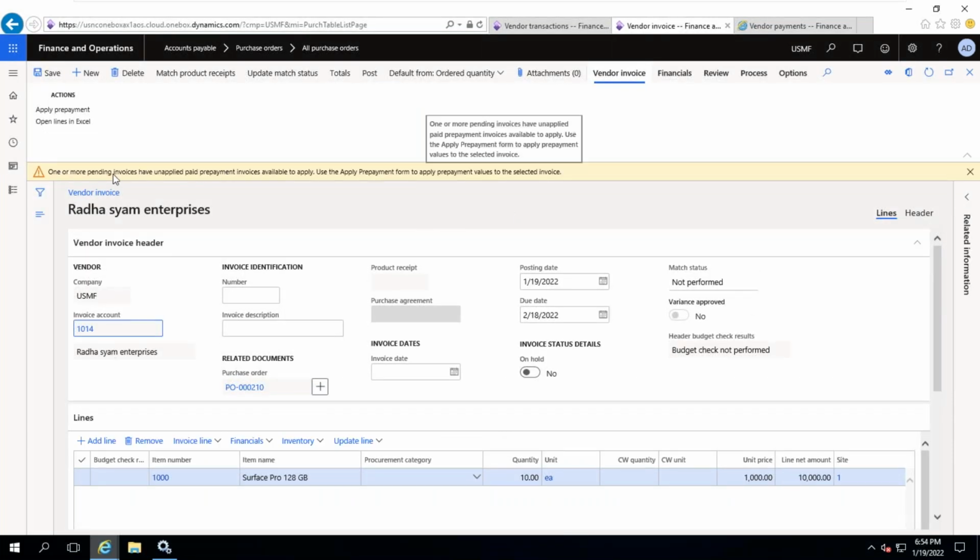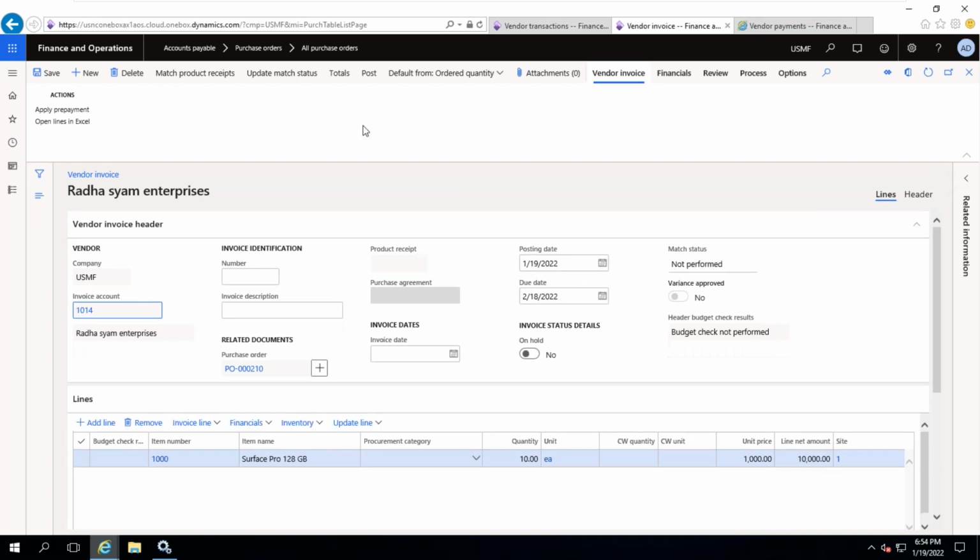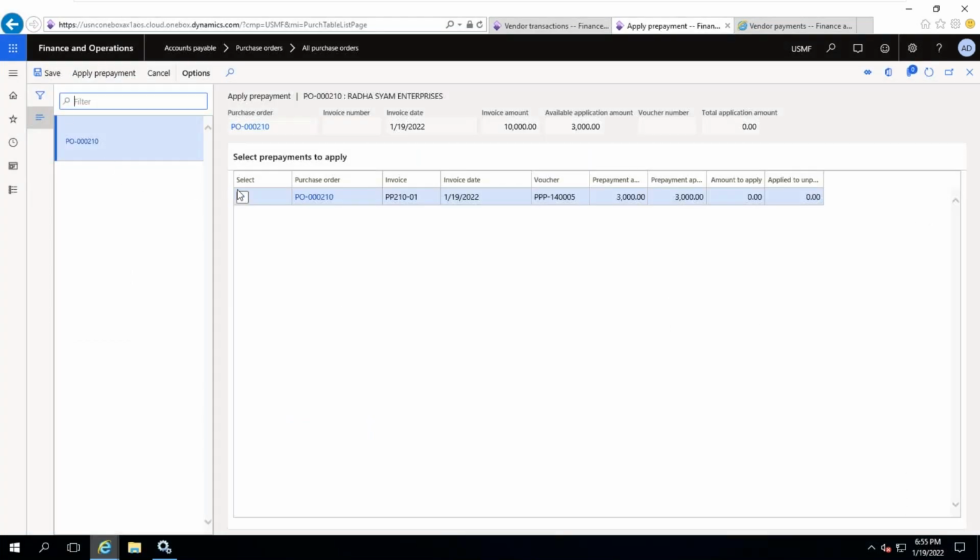Okay, it is showing a warning message. It is telling you that you have a prepayment invoice already generated, so apply that one. That's the hint it is giving. Okay, I'm applying the prepayment invoice now. Give me a second. Actions, apply prepayment. Selecting this one and apply prepayment.